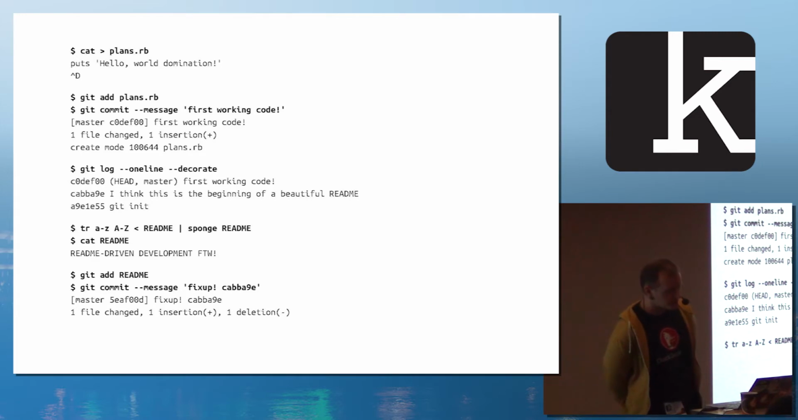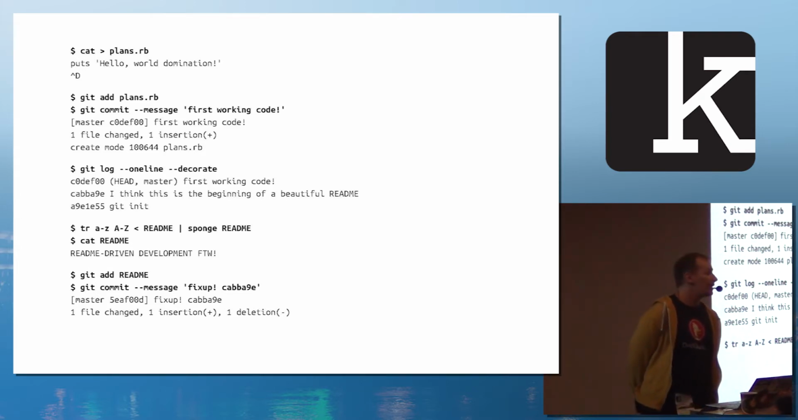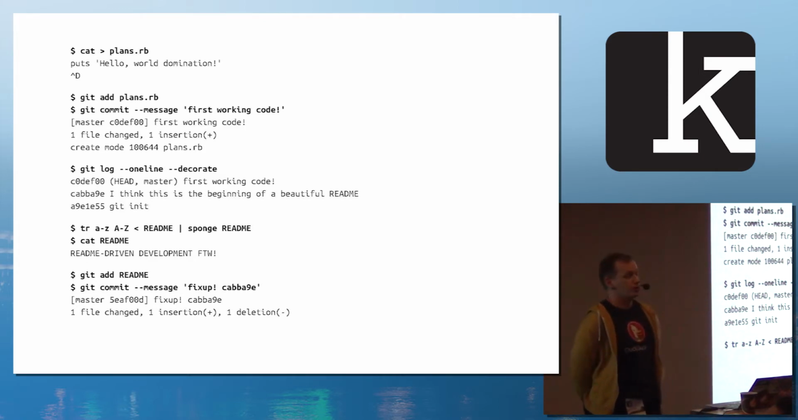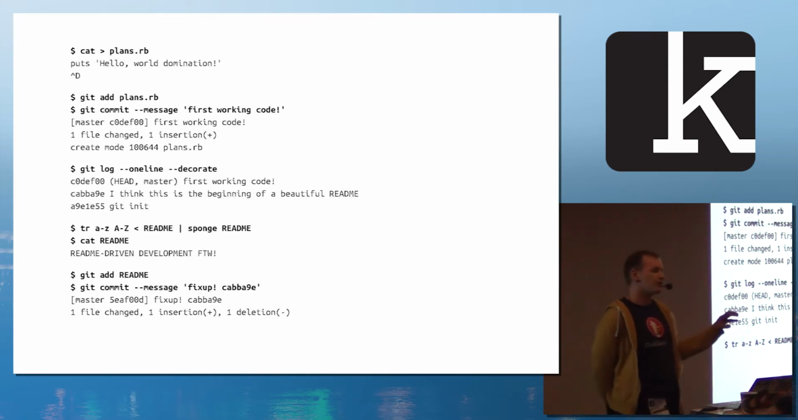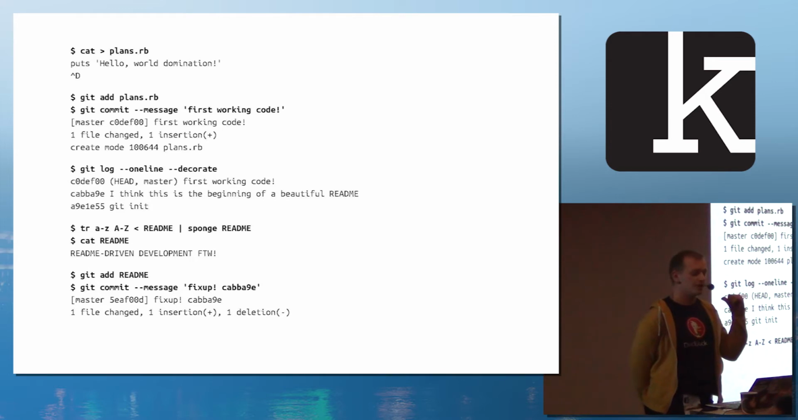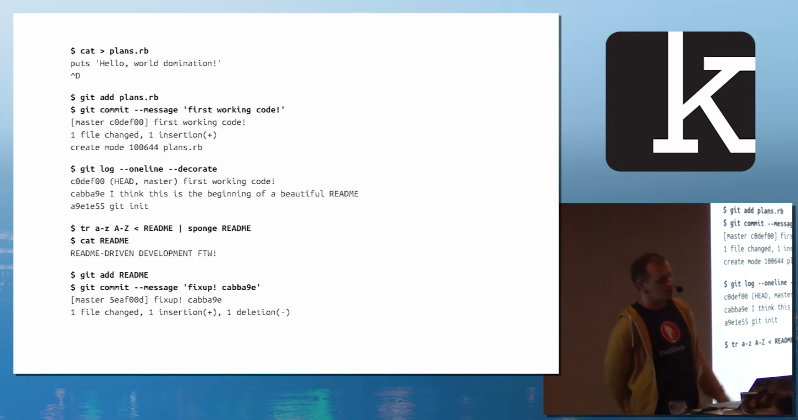So let's fix our README now. We really weren't actually that good at writing the README. We should have it capitalized. And the simplest way to capitalize a file is to use the tr tool, which translates one group of characters into another. So this one translates all lowercase characters into uppercase characters.